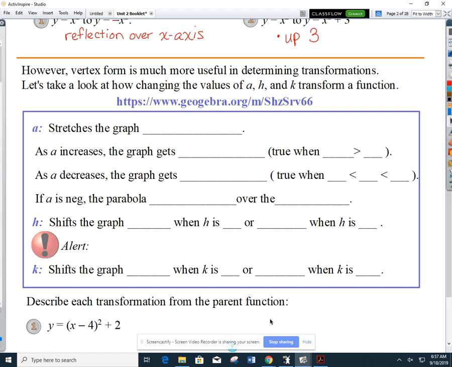So I want you to try to fill in the blanks here based on what we talked about, and I will fill them in if you wanted to just follow along. A stretches the graph vertically. As A increases, that is actually called a stretch. The graph gets, most students say that it gets narrower or skinnier. So however you want to describe what you saw.